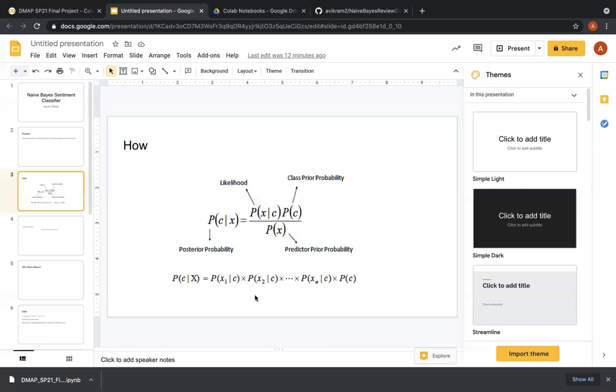Now, what are these smaller likelihood probabilities? These are just the probability of a word given c, right? X1, let's say, if we're dealing with unigrams, it's the first individual word in the review. So probability of x1 given c is the probability of the first word given c. Probability of x2 given c would be the probability of the second word given c, and so on till xn. So this greatly simplifies the calculation of the likelihood probabilities, and this can be done thanks to naive Bayes' assumption of conditional independence among our words, right?